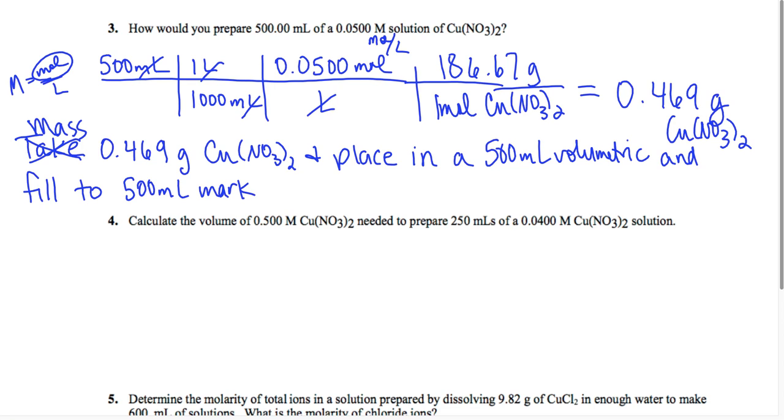If you say it's a 500 milliliter flask, I will be okay with you saying fill to the line, because there's only one line on volumetrics. Fill to the line with water. You're going to stopper it, and then you're going to invert to mix.